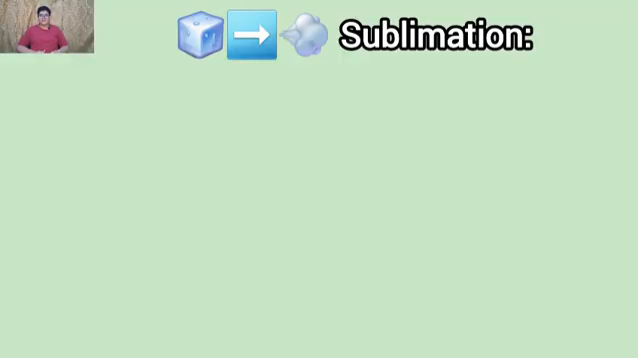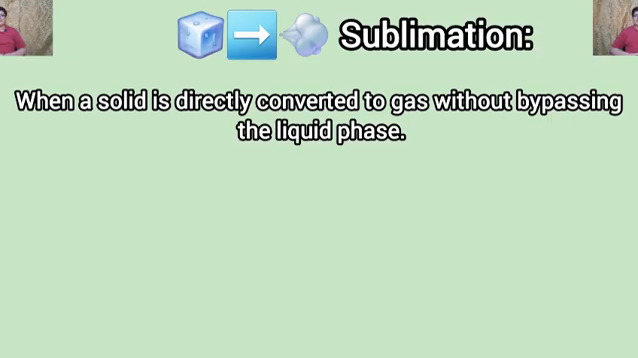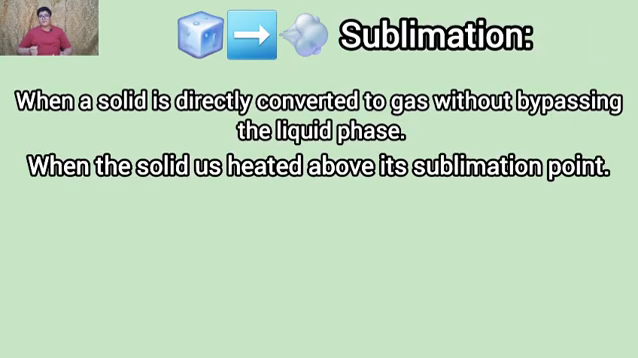Now let's talk about solid to gas directly and gas back to solid. Firstly, sublimation. Sublimation is the change of state from a solid to a gas. Sublimation occurs when a solid is heated enough and it directly turns into gas, bypassing the liquid phase. This happens when the solid is heated above its sublimation point, which converts it directly to gas without converting it to the liquid phase.